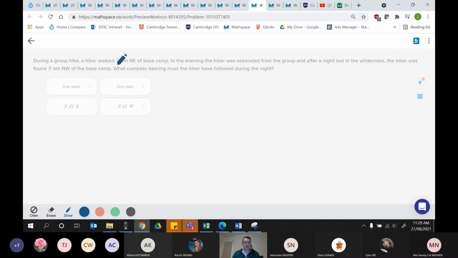During a hike, a hiker walked 9 kilometers northeast. Why has no one ever told me this? And I've done so many of these. Why has it only taken like a year of lockdown? Anyway, thank you. He walked 9 kilometers northeast of base camp.